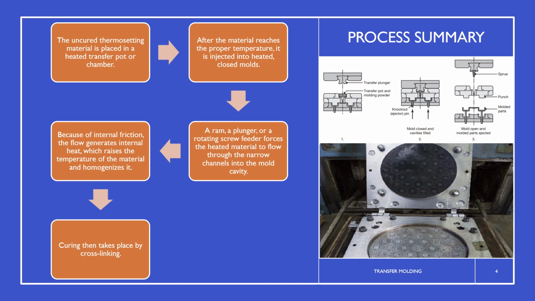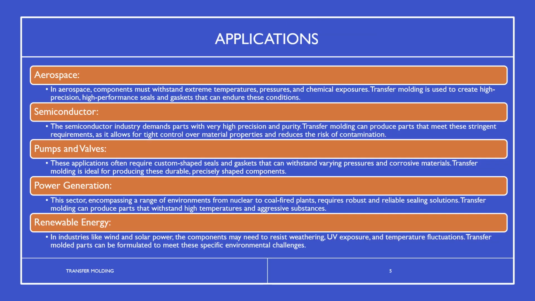Because of internal friction, the flow generates internal heat, which raises the temperature of the material and homogenizes it. Curing then takes place by cross-linking. Transfer molding is used for many industry applications, such as aerospace, oil and gas, semiconductor, pumps and valves, reciprocating compressors, power generation, renewable energy, and the hydrogen industry.